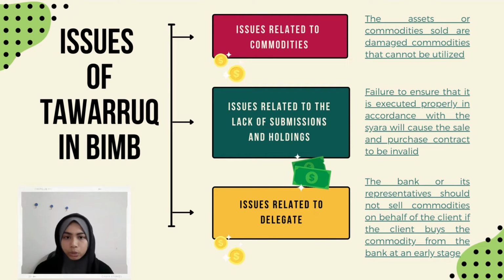Among the basic things to be emphasized in a sale and purchase transaction is to ensure that the goods or assets to be sold are owned by the seller at the time of the contract, that is, before selling them to the buyer. This is important because the purpose of the sale and purchase contract is to transfer ownership of an item from the seller to the buyer, as well as the payment from the buyer to the seller. Failure to ensure that it is executed properly in accordance with the tawarruq will cause the sale and purchase contract to be invalid.